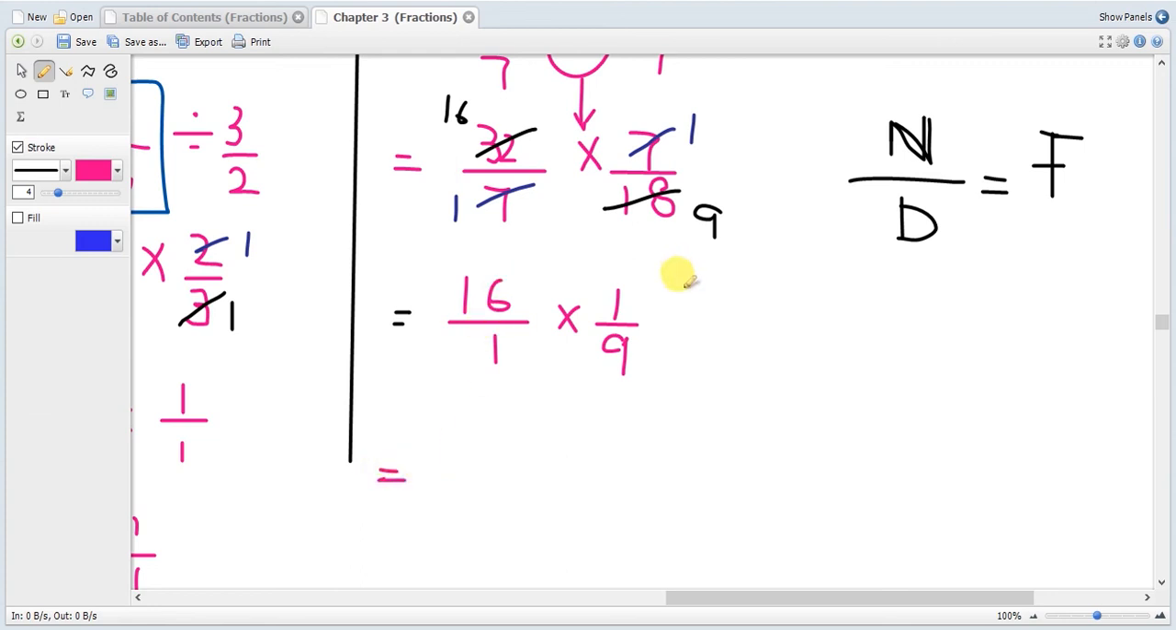Now simply multiply numerator with numerator value and denominator value with denominator. So 16 times 1 is 16 and 1 times 9 is 9. So this cannot be further simplified. Leave your answer up till here or convert it into the mixed fraction. So this will give you 1 whole 7 upon 9. So this is our final answer.